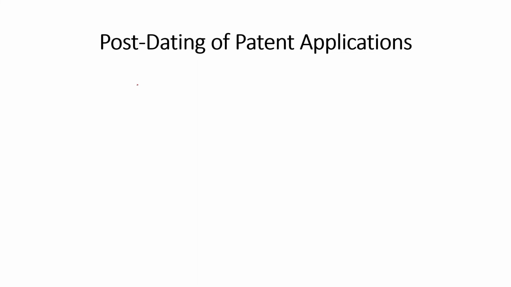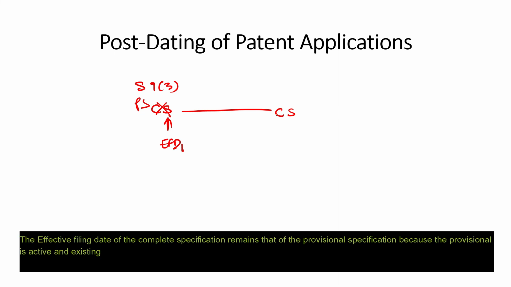Let us now see how this would play out for section 9.3. Section 9.3 provides that you filed a complete specification. So this becomes your effective filing date 1. And then within the 12-month period from this effective filing date, you requested the controller to convert this to a provisional specification and then filed another complete specification. So in a way, your first complete specification was to be treated as a provisional specification, and then you filed a subsequent complete specification. In this case, the effective filing date of this complete specification would still remain to be EFD1. This is same as what we did in section 9.1.